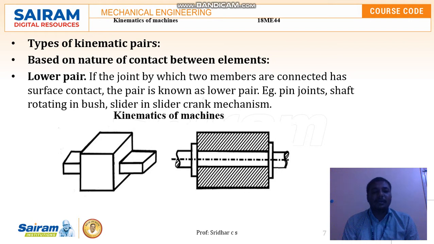In kinematic pairs, classification based on the nature of contact between the elements includes the lower pair. A lower pair has members having only surface contact. You can see the examples are pin joints and shafts rotating in a bush. These are examples of a lower pair.